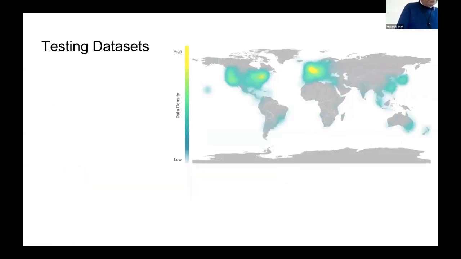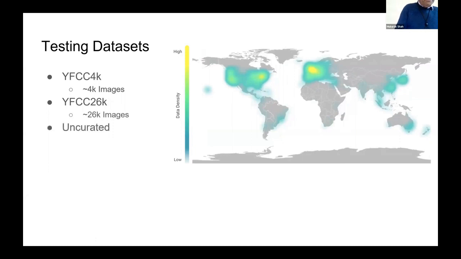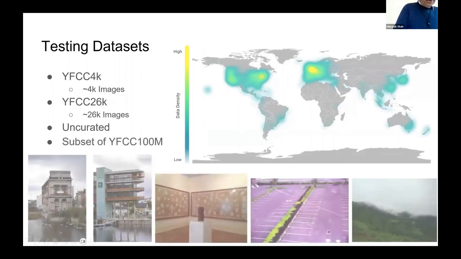So that's the problem. Then there's the other one, YFCC 4K, which again has 4K images. Then we have YFCC 26K, with 26K images. But as you see, it's only North America and Europe, and the rest of the world is empty. These are the typical images.